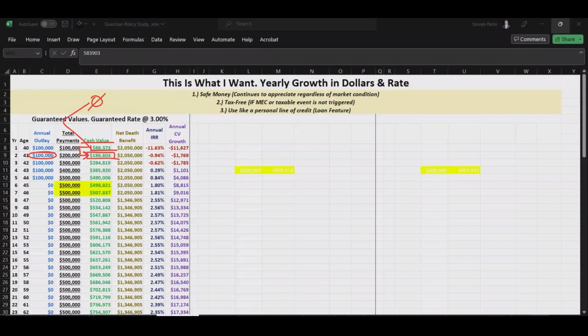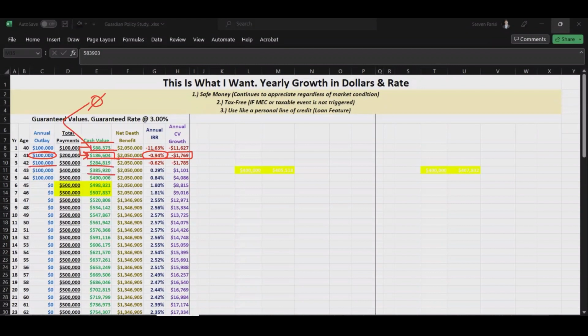So we have less than the $100,000 payment we made, which results in a negative internal rate of return. We lost a little bit less than 1%, and there it is in dollars. We took a hit of just about $1,800. The same is true in year 3.